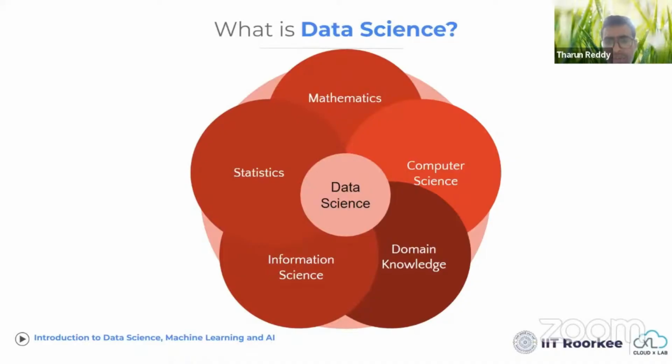Finally, computer science is also a very essential ingredient of data science. So data science is essentially a conglomeration of all these entities, at the intersection of all these entities.